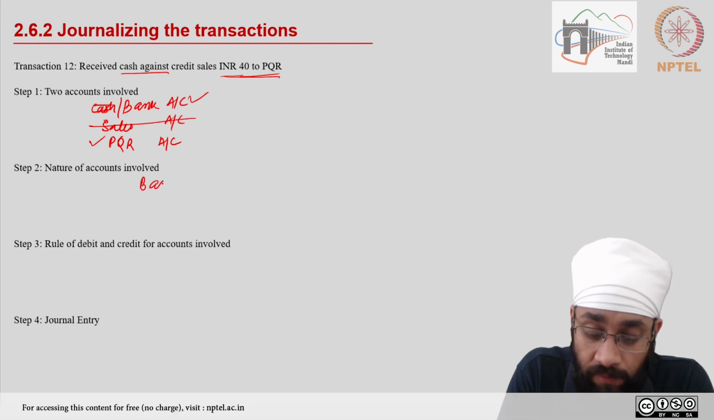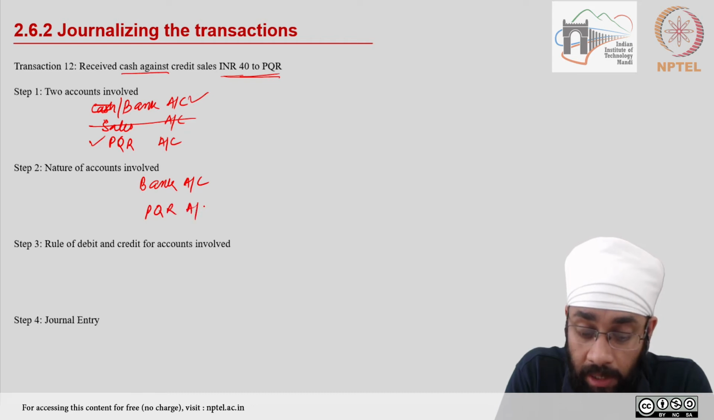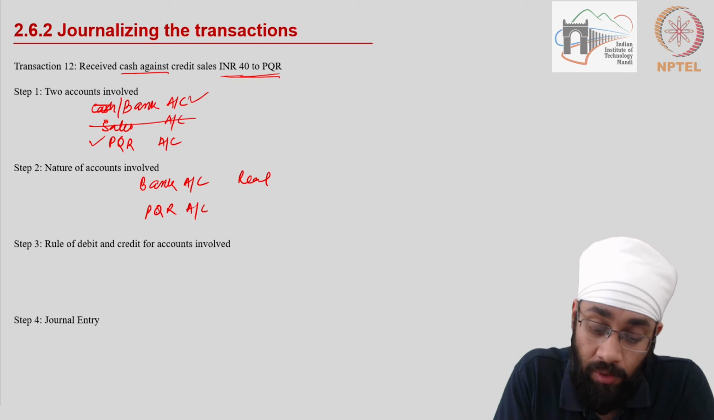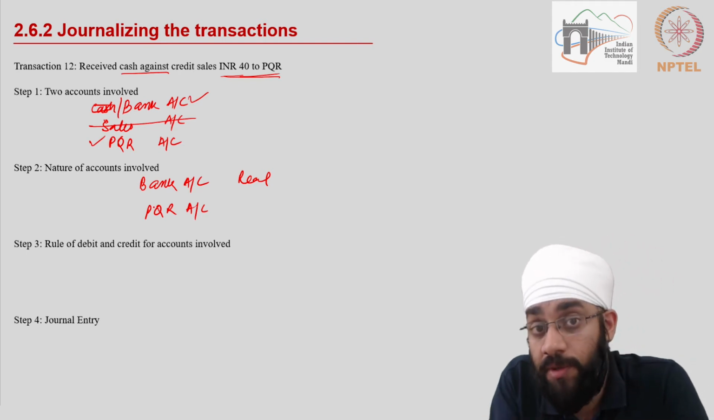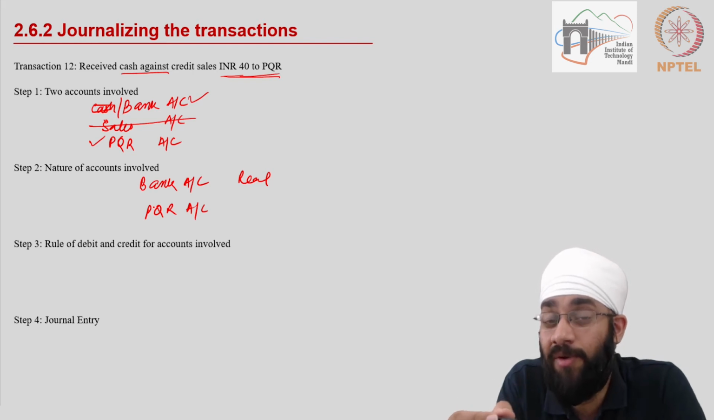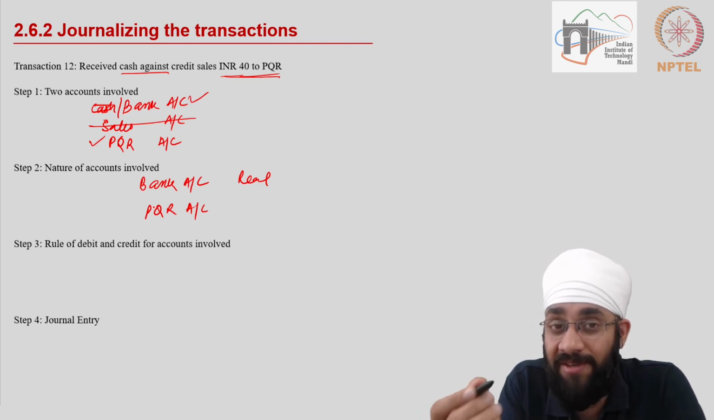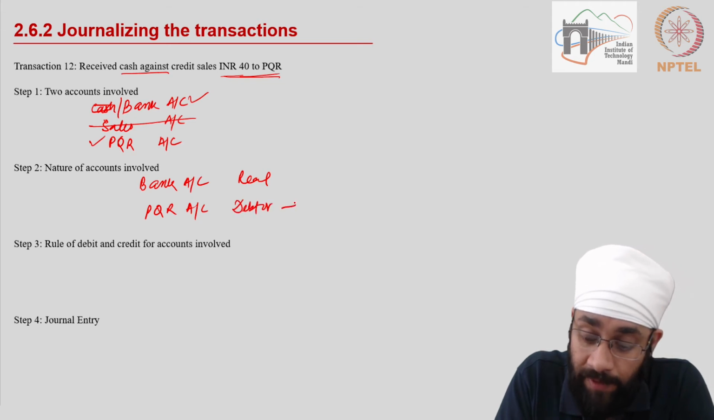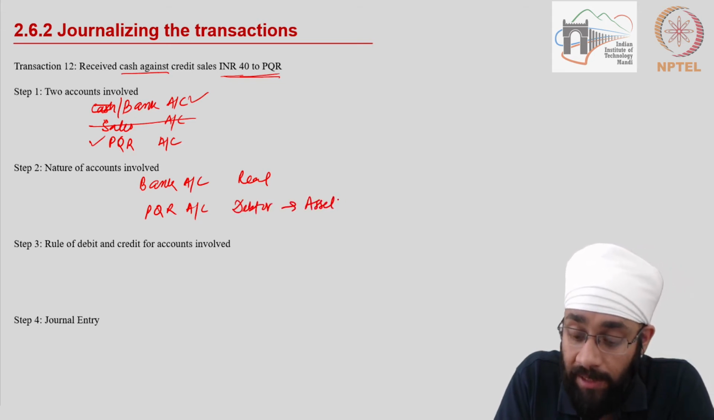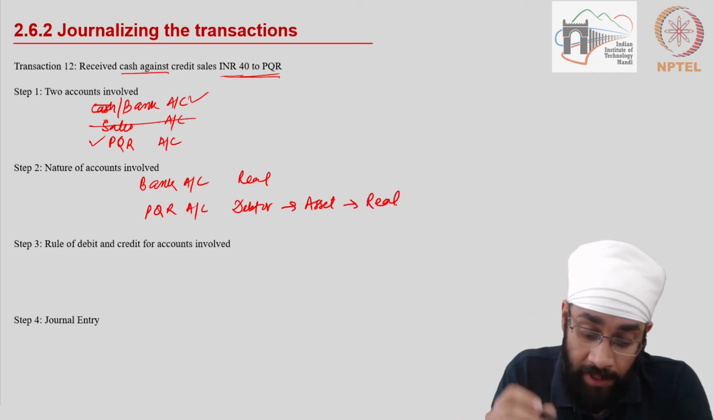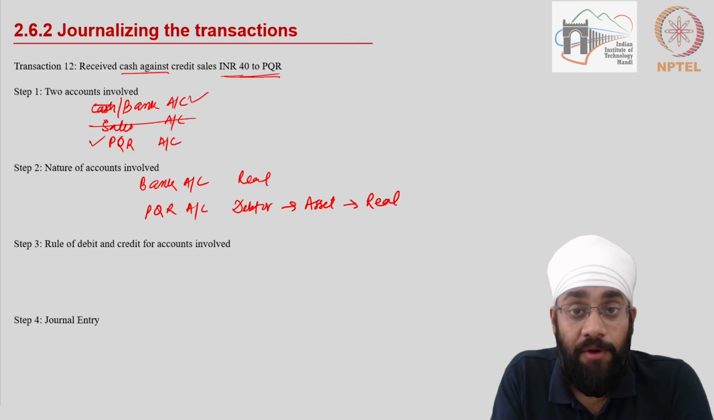So two accounts involved are bank account and PQR account. Bank being a real account, and PQR being your customer. He was your debtor, and we said all debtors, assets should be treated as real account as well. So this is a debtor, hence an asset, hence should be treated as a real account. Okay. Debit what comes in, credit what goes out.